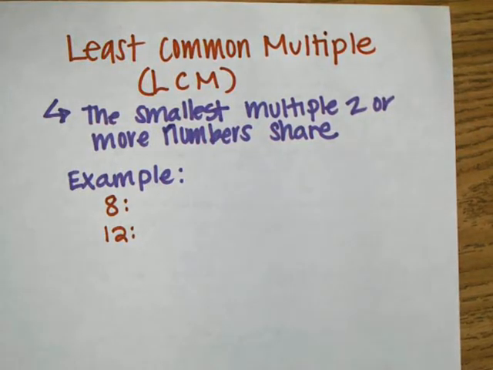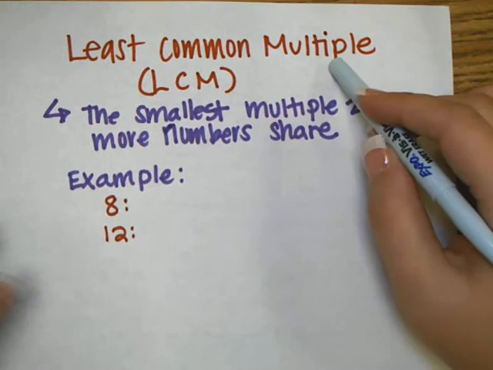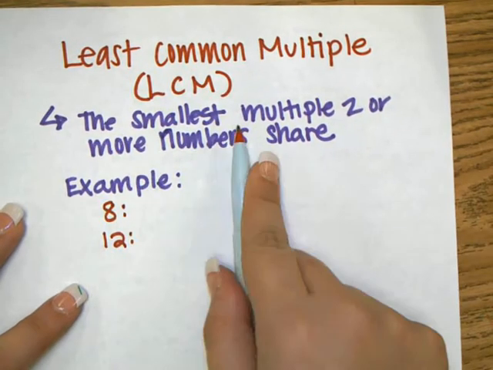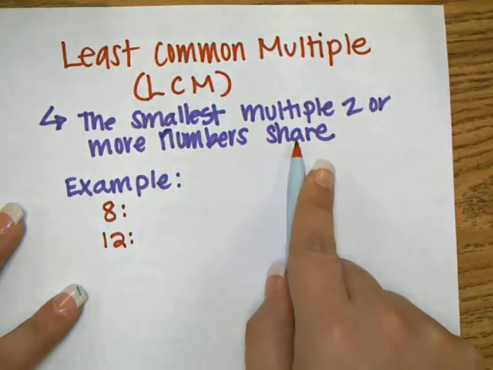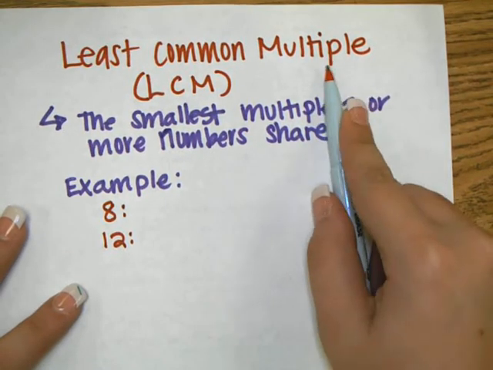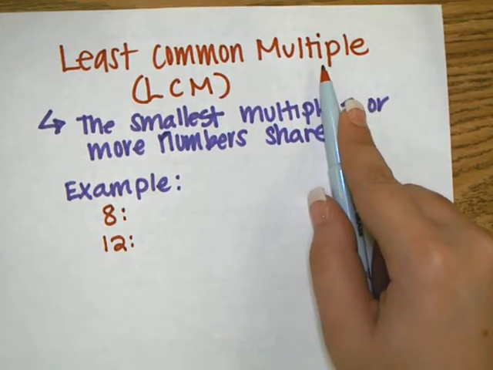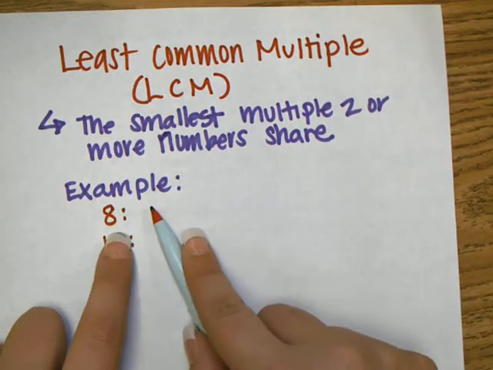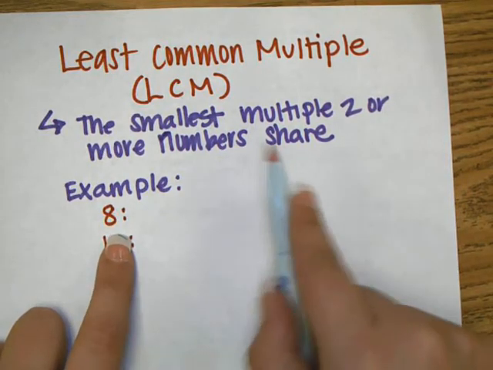This video is on the least common multiple. The LCM is the smallest multiple two or more numbers share. Multiple kind of looks like the word multiply. So it's a number that, if I took 8, what numbers can 8 multiply to get, what products.